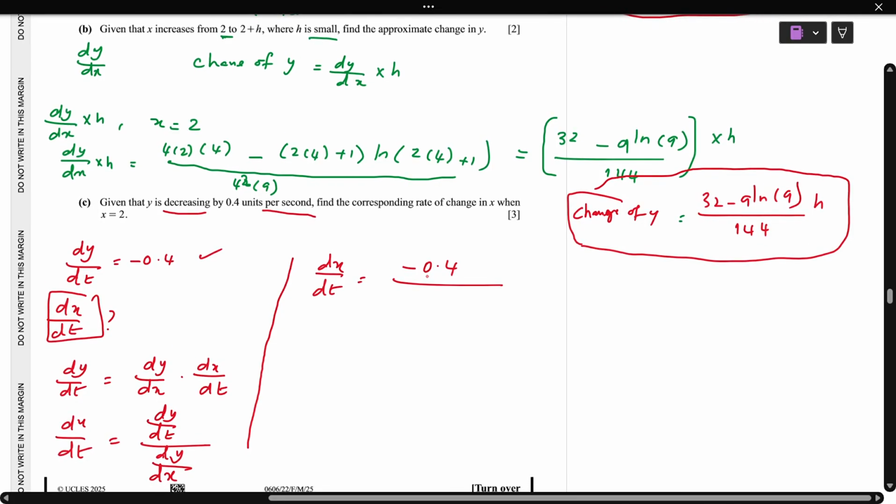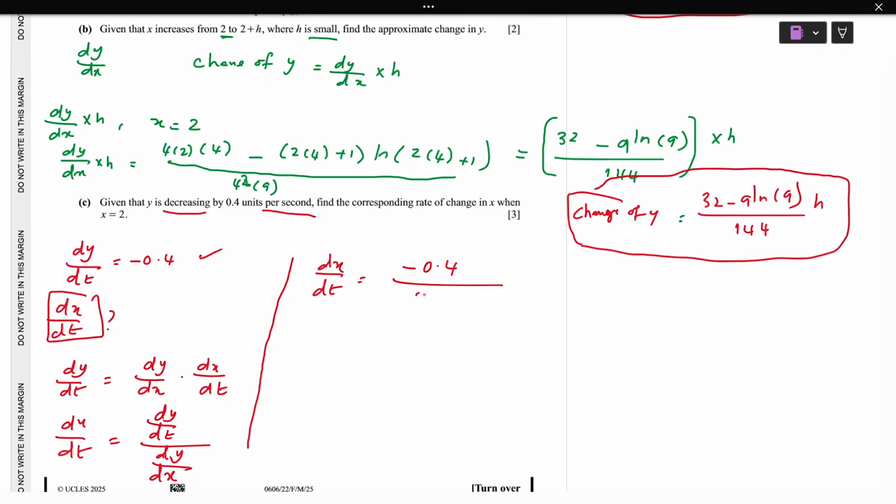Yeah, the second part, sorry, 32 dy by dx. Because this is x equals 2, we found it in the second part. So 32 minus 9 natural log of 9 over 144. So this one I can write as negative 0.4 times 144 over 32 minus 9 natural log of 9.